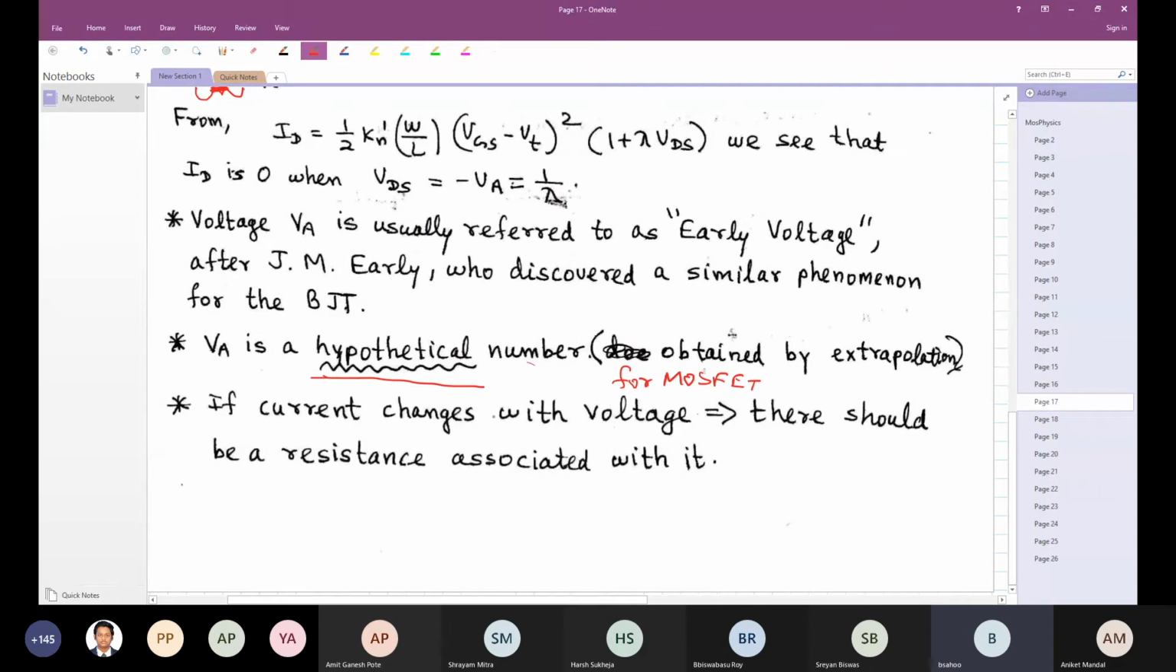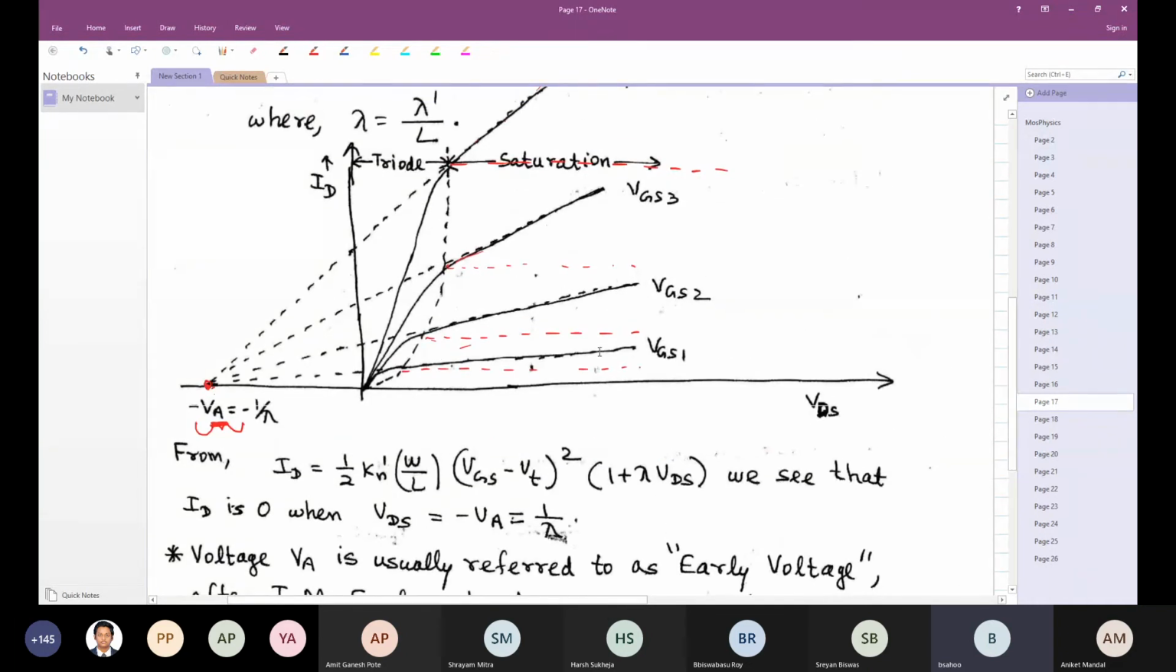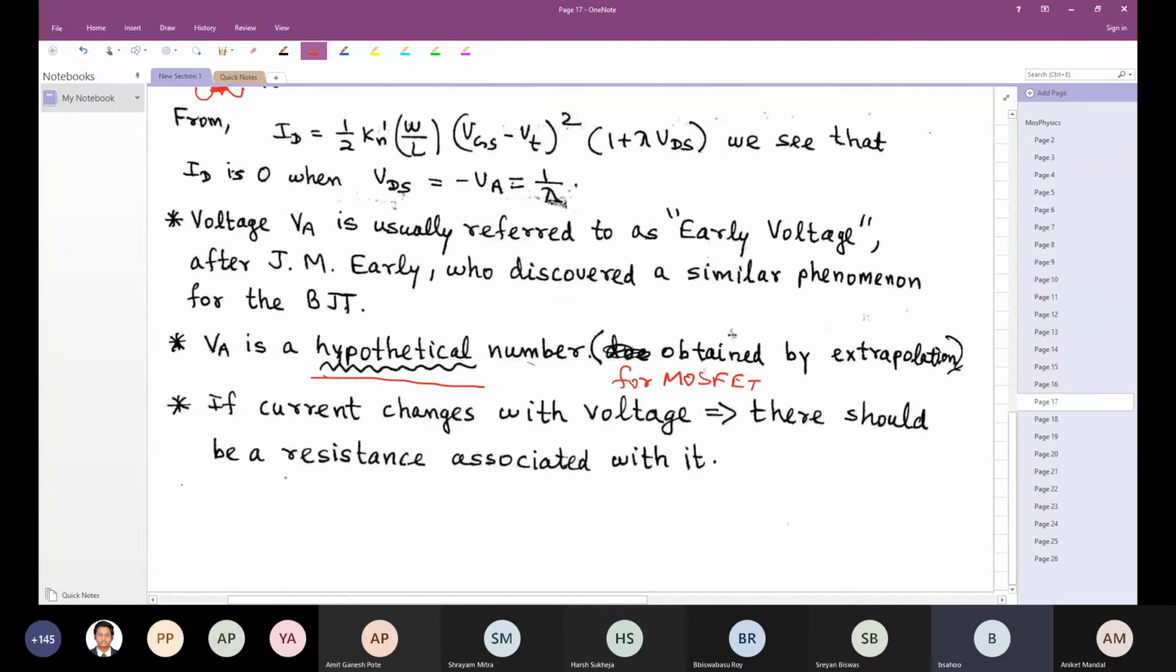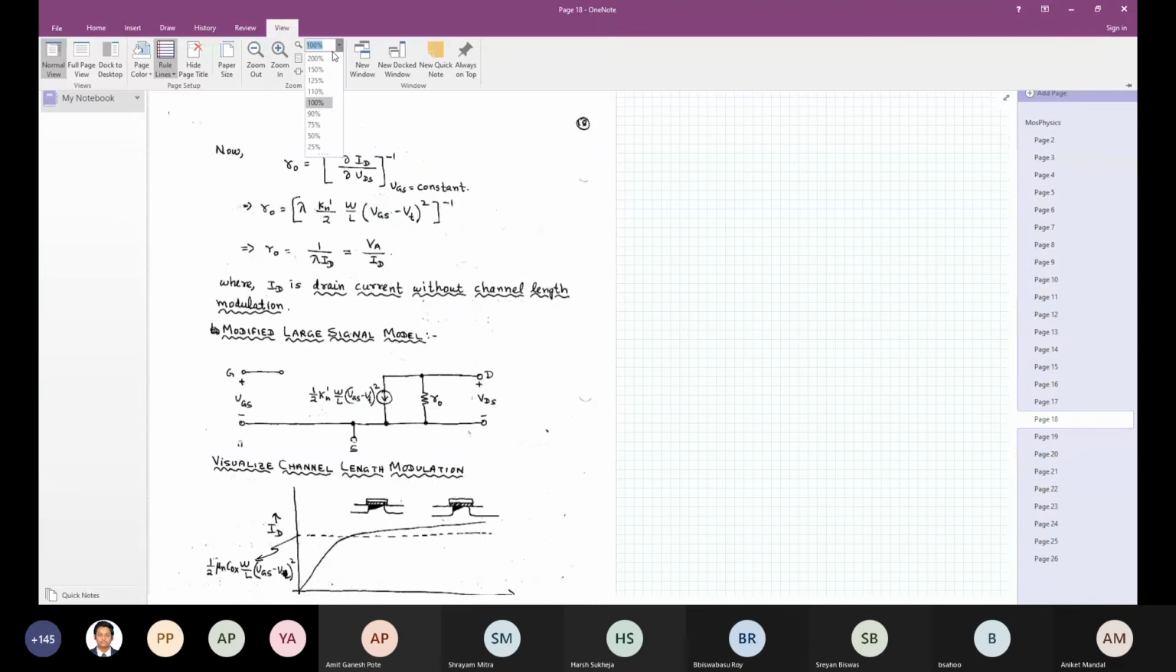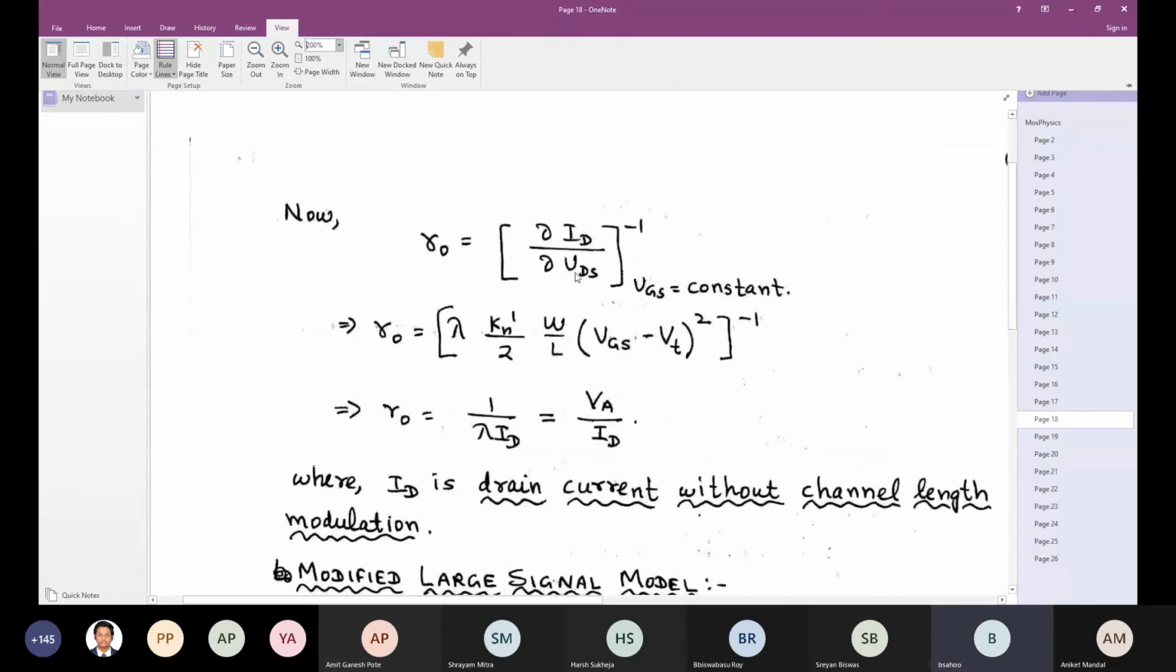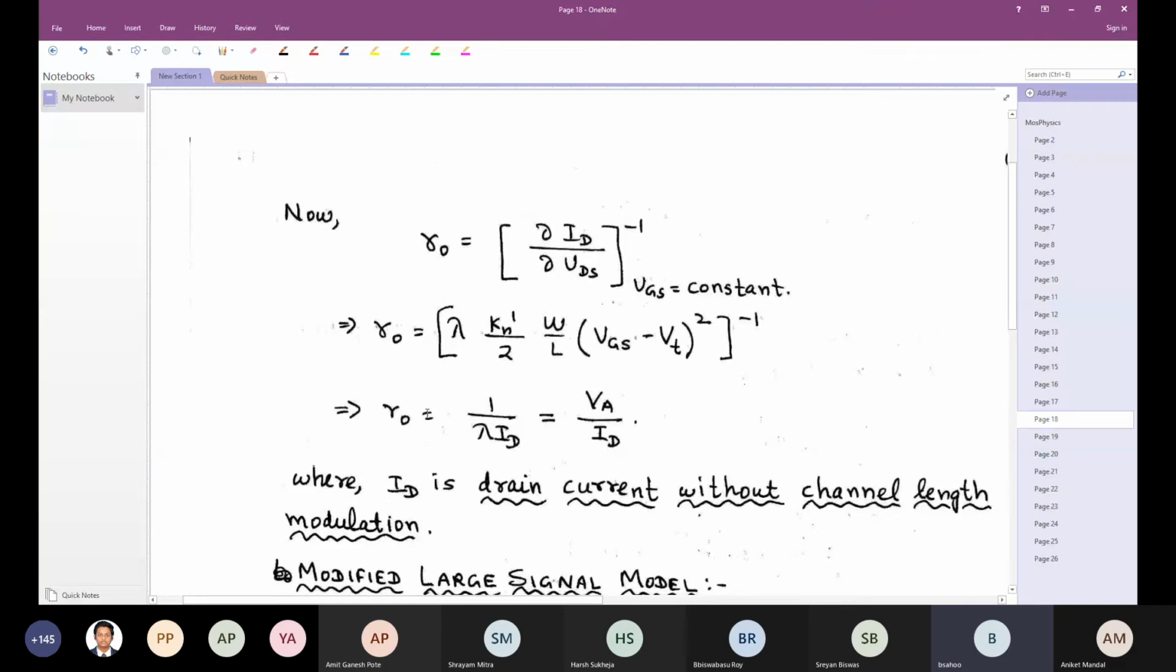If current changes with voltage, there should be a resistance associated with it, right? If my current is changing with respect to the voltage, then there is a resistance between the drain and source. And therefore I can define the resistance between the drain and source as del VDS by del IDS, for a particular VGS. That turns out to be the output resistance of the transistor, given by this. We would mostly be using this expression. This is what the BJT will give you.